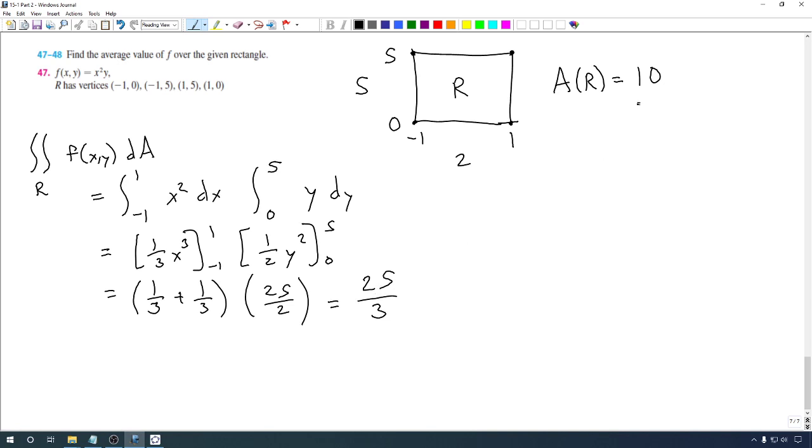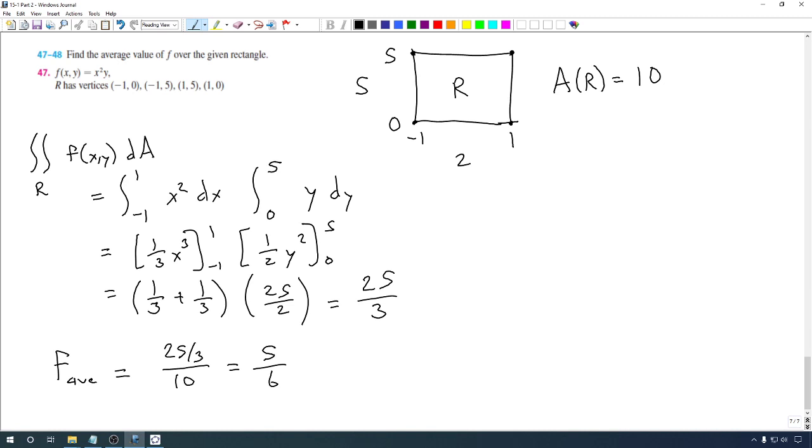For our answer, we take this double integral and we divide by the area. So our average value, f average, is going to be our integral of 25/3 divided by our area of 10. Or we can go ahead and simplify this. Divide out 5 from the 25 and the 10. So we get a 5 on top. We're left with an extra 2 down here. 2 times the 3 that we have there is going to be a 6. So 5/6 is our average value.